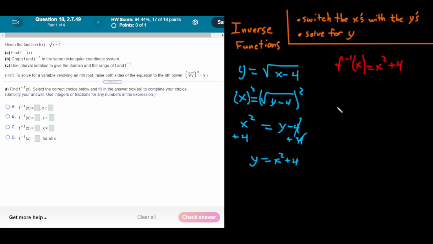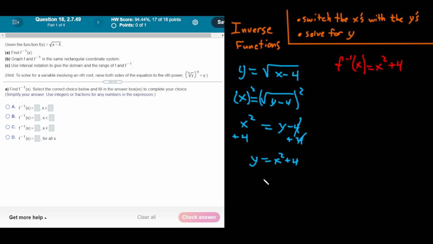Now, let's address the elephant in the room for a second. The original started off with the square root. And remember, whenever you have a square root in a function, there's a big chance that it's going to have a restricted domain. Your domain is not going to be negative infinity to positive infinity. So what is our domain? Well, you know the inside of a square root cannot be less than 0, right? Can the inside of a square root be equal to 0? Yes, the square root of 0 is definitely 0.